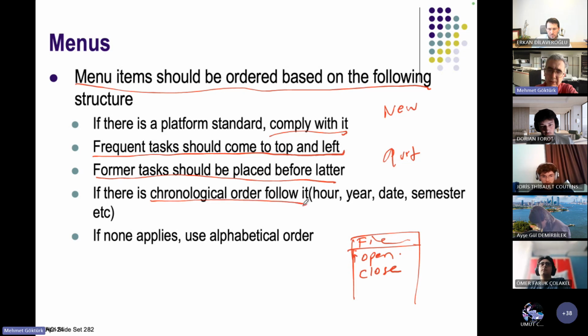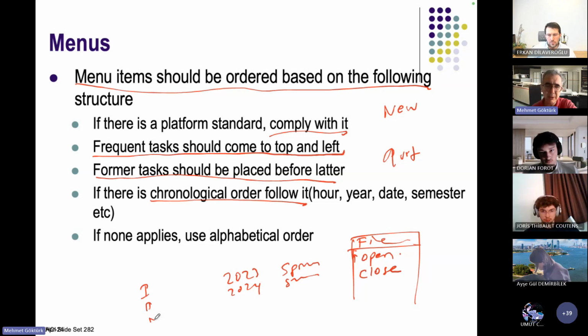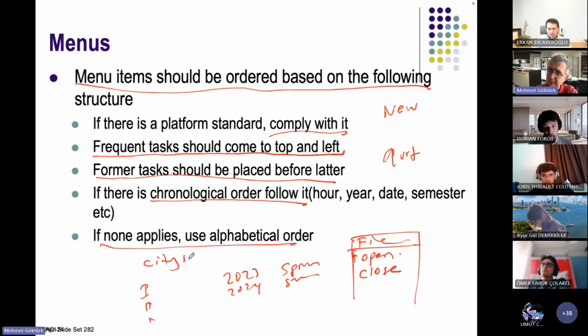If there is a chronological order, like 2023, 2024, or spring, summer, or first year, second year, third year. Okay, so if there is some kind of chronological relation, before after relation should be followed as top and bottom in the menu. If none of them applies, like city names, use alphabetical order.